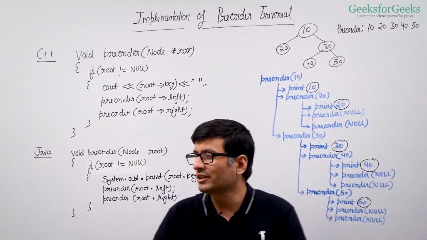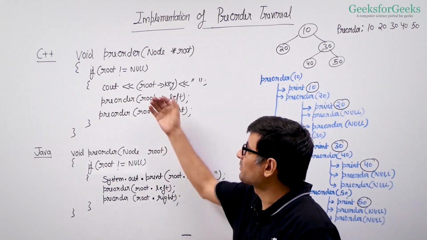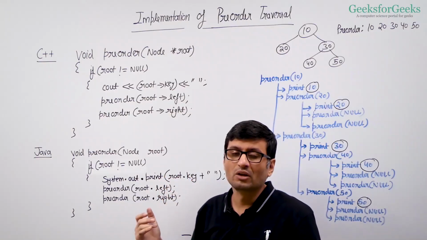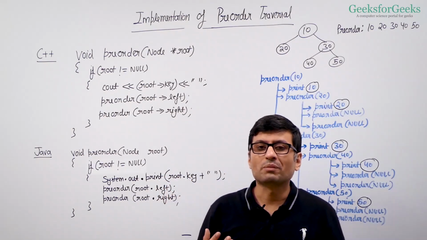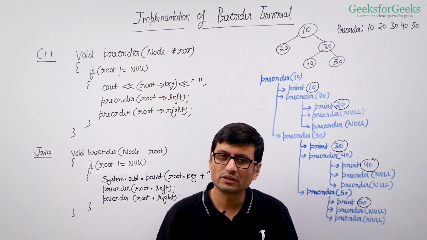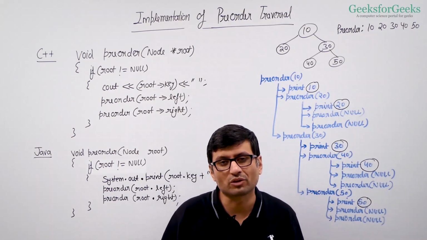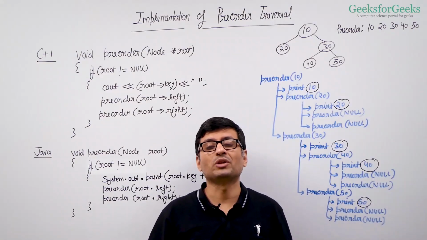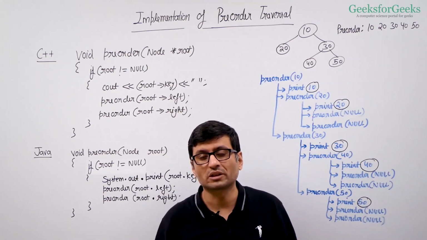If you take a look at these implementations, C++ and Java for the same thing, what are we doing here? We are printing the root arrow key or root dot key first. Then we are recursively calling for the left subtree. Then we are recursively calling for the right subtree.